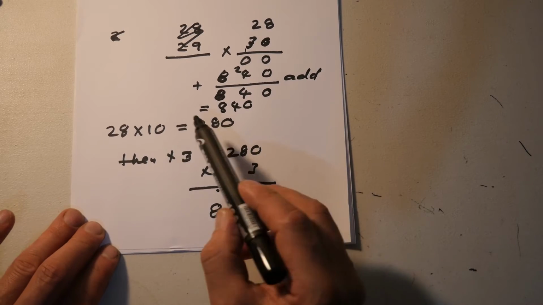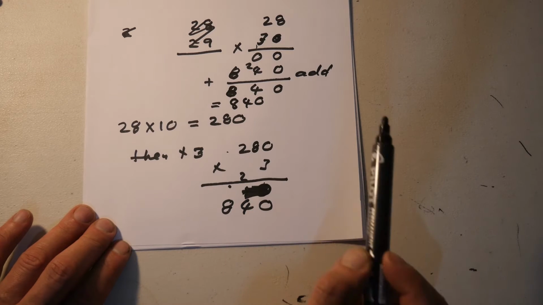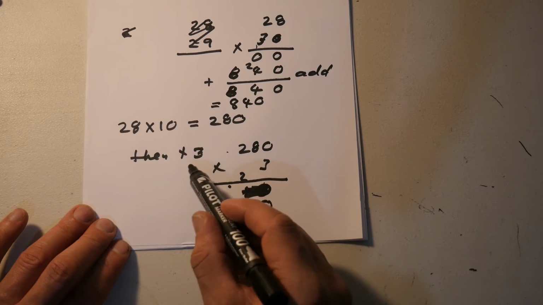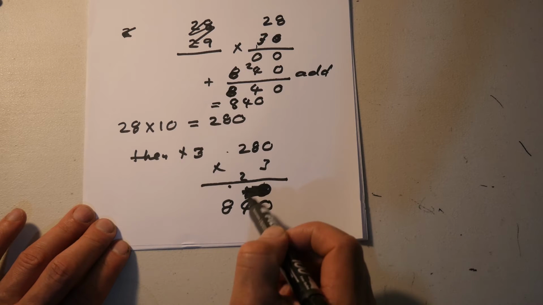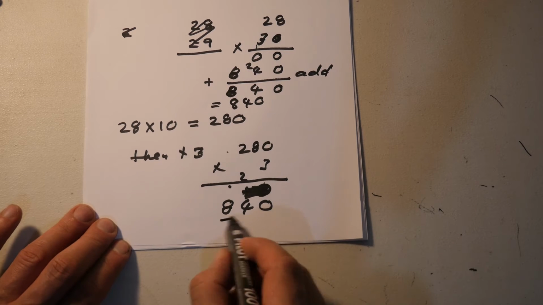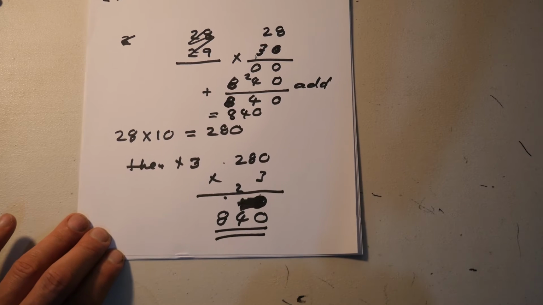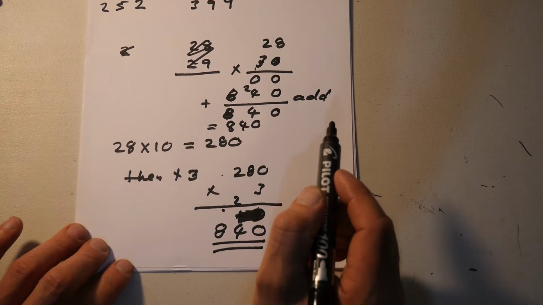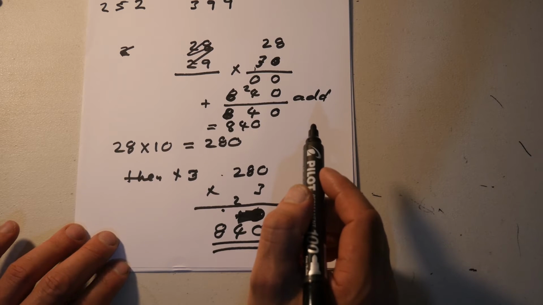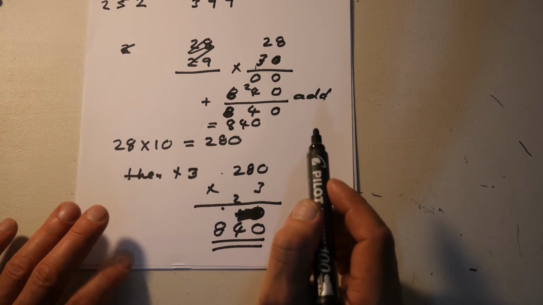So 10 times 28 is 280. 3 times 280. 3 times nothing is nothing. 3 eights are 24. 3 times 2 is 6, plus 2 is 8. Okay? All mathematicians make mistakes occasionally. In fact, they actually occur quite a lot, but the trick is to be able to fix them.